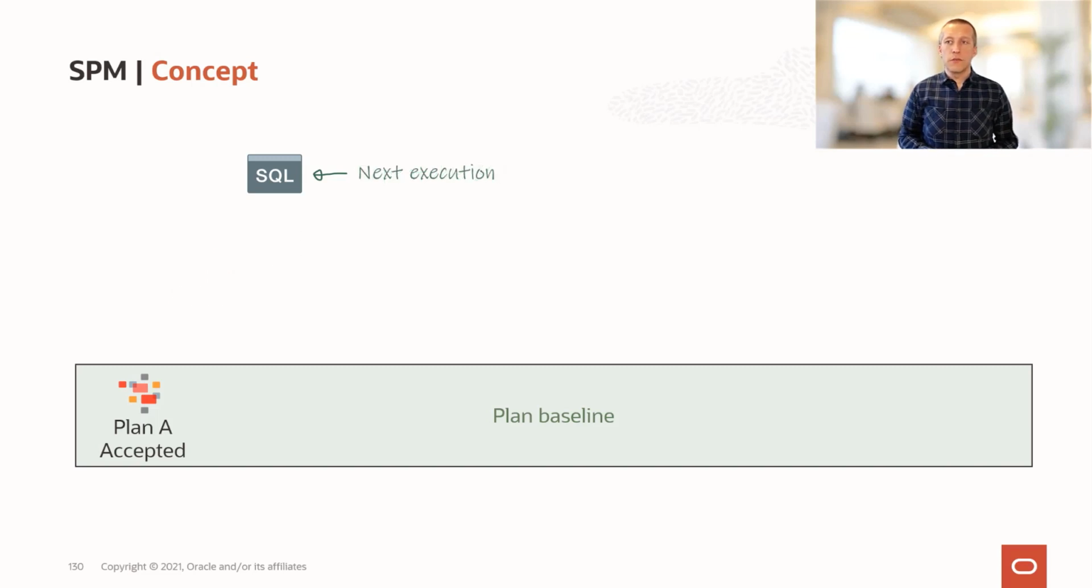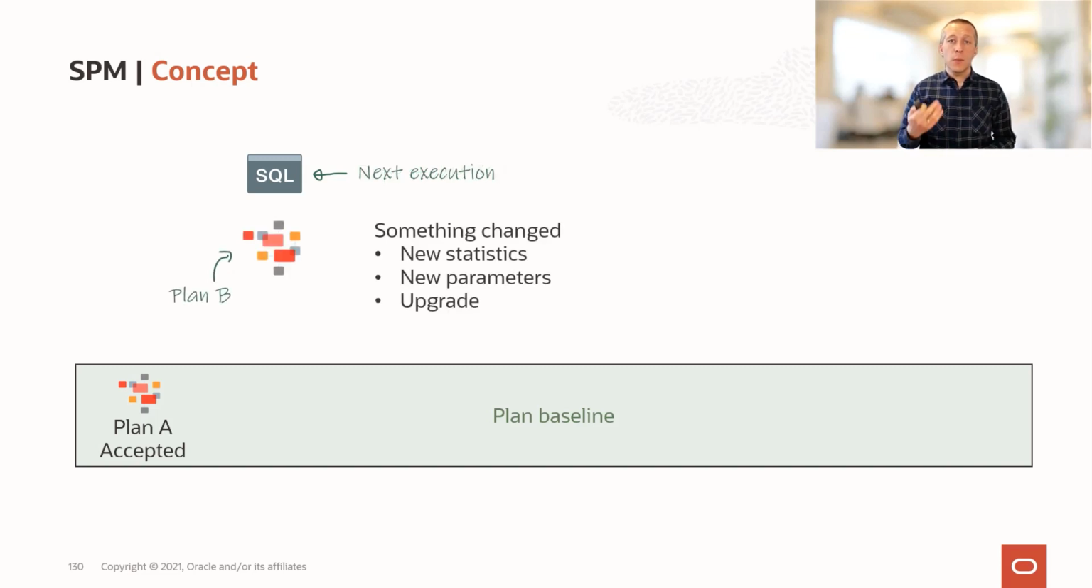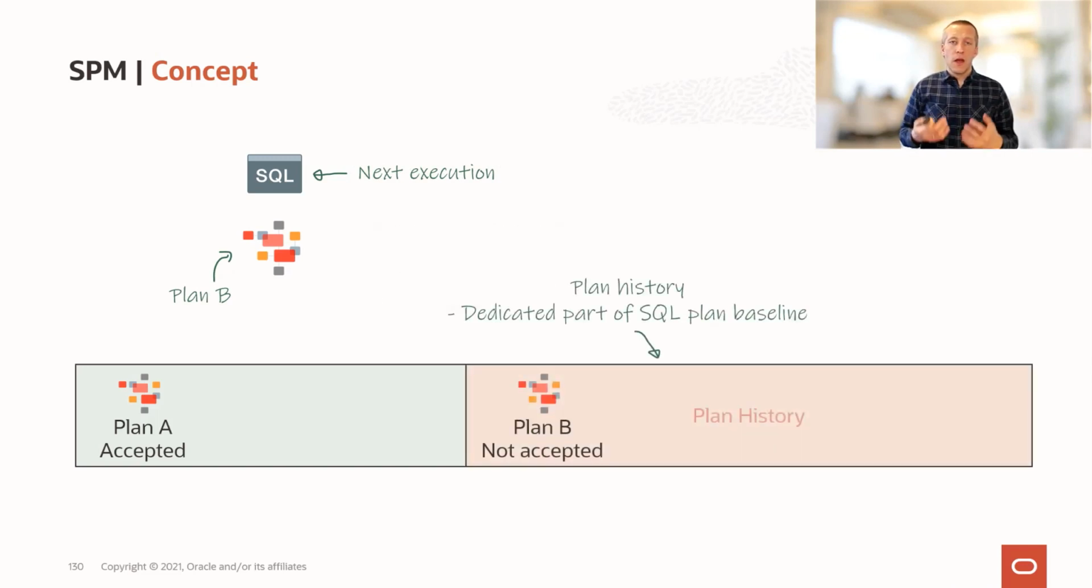Next execution. Something has changed. The optimizer has come up with a new plan. We call it Plan B. What happens? The plan is moved into the plan history. Plan history is a dedicated part of the plan baseline, which contains known plans that have not been validated yet. We don't know if that plan is good or not. So we keep it in the plan history.